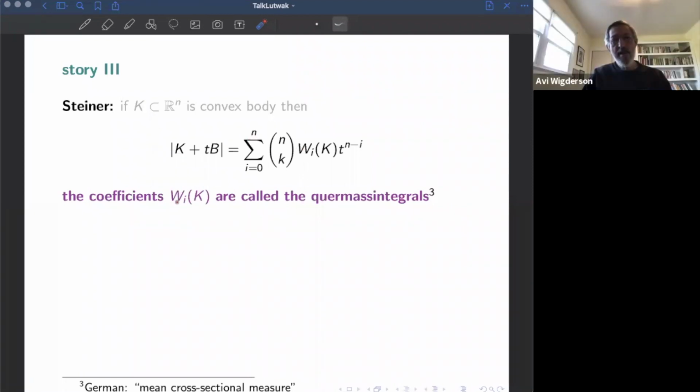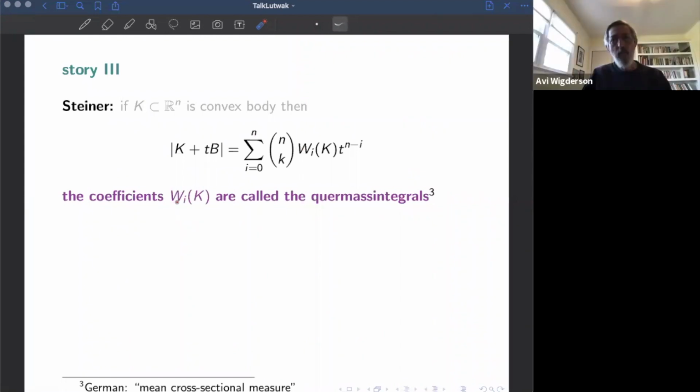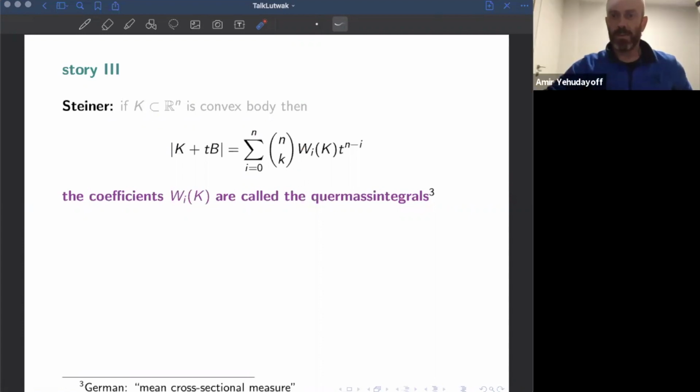I guess the binomial is n choose i. N choose i, yes. And these numbers are called the Quermassintegrals of K. This is the name they chose. As far as the best translation I was able to find is the mean cross-sectional measure. This is what you get when you take these words, translate them to German, and stick them together.